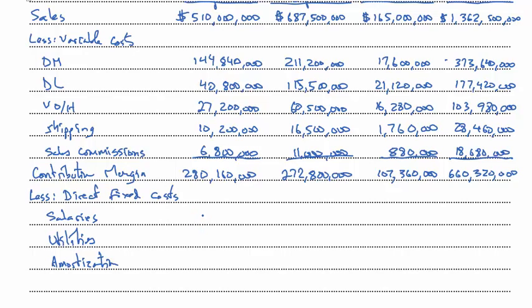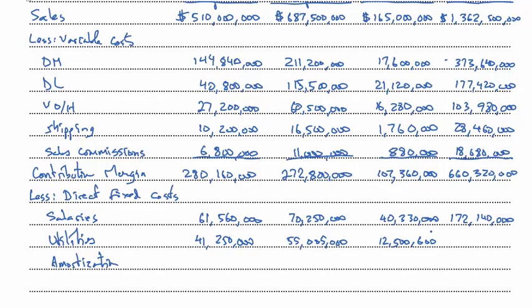So we're looking at salaries: 61,560,000, 70,250,000, 40,330,000 for a total of $172,140,000. All right, utilities: $41,250,000, $55,005,000, $12,500,600 for a total of $108,755,600, and amortization.